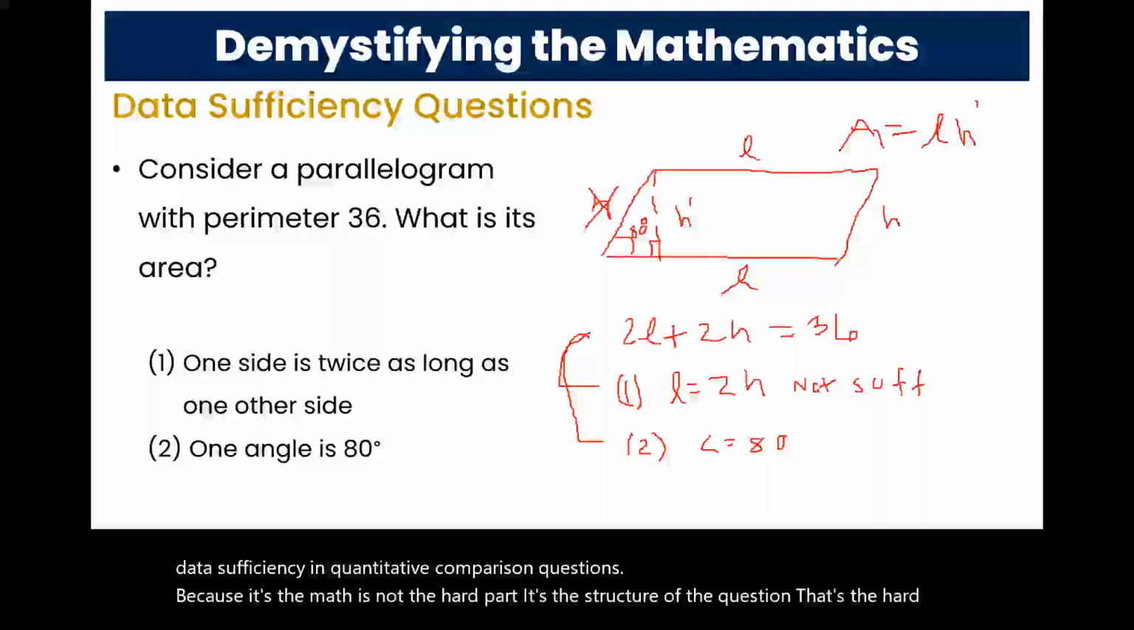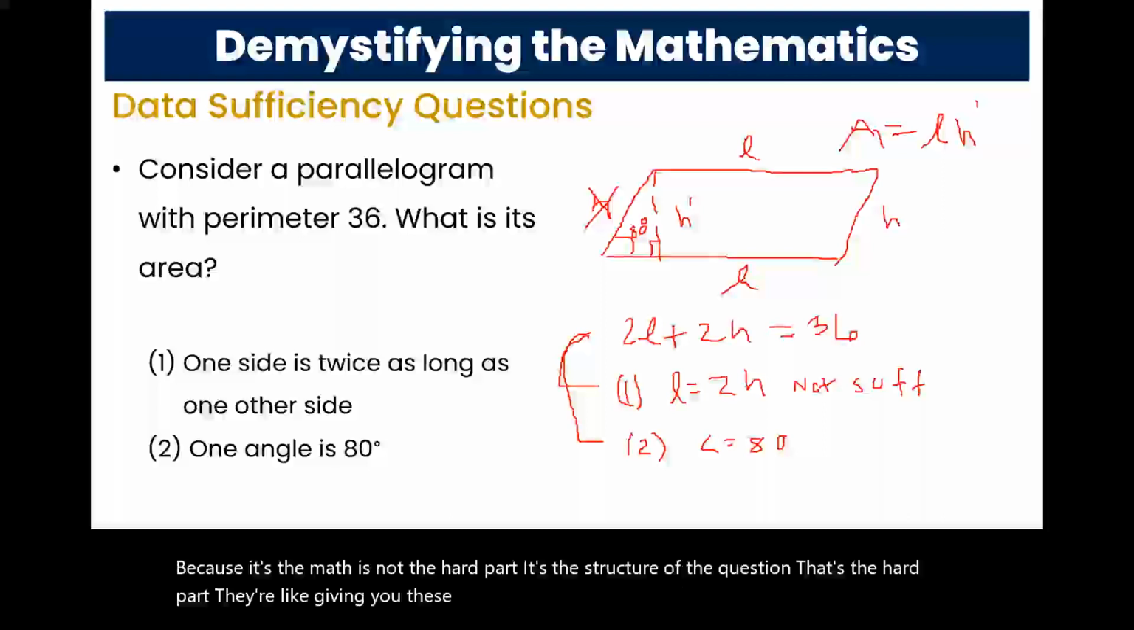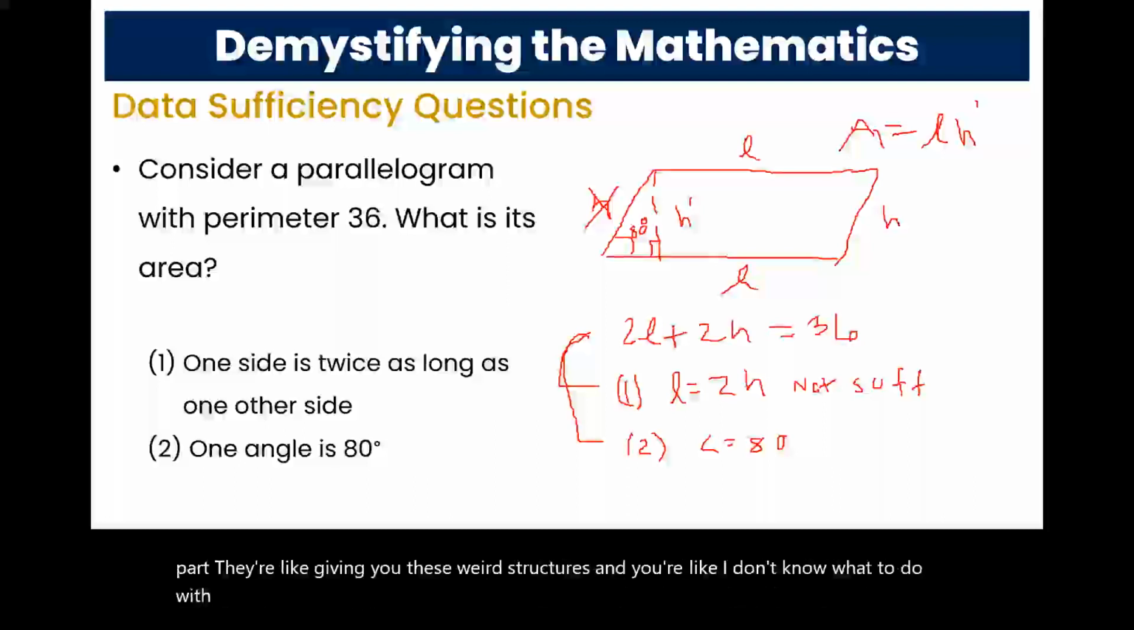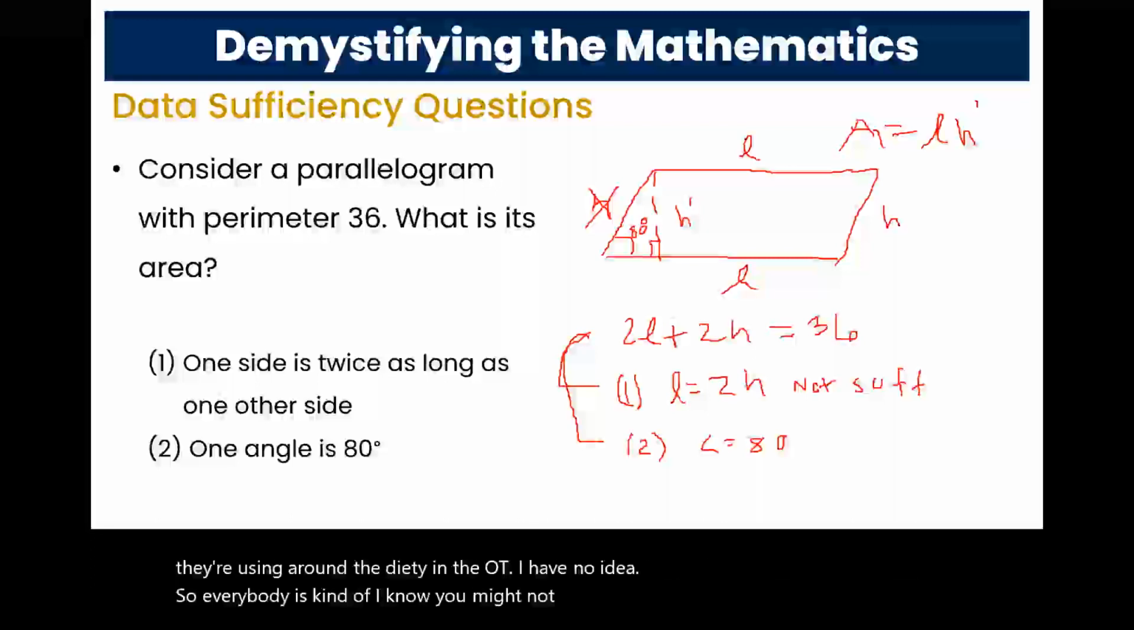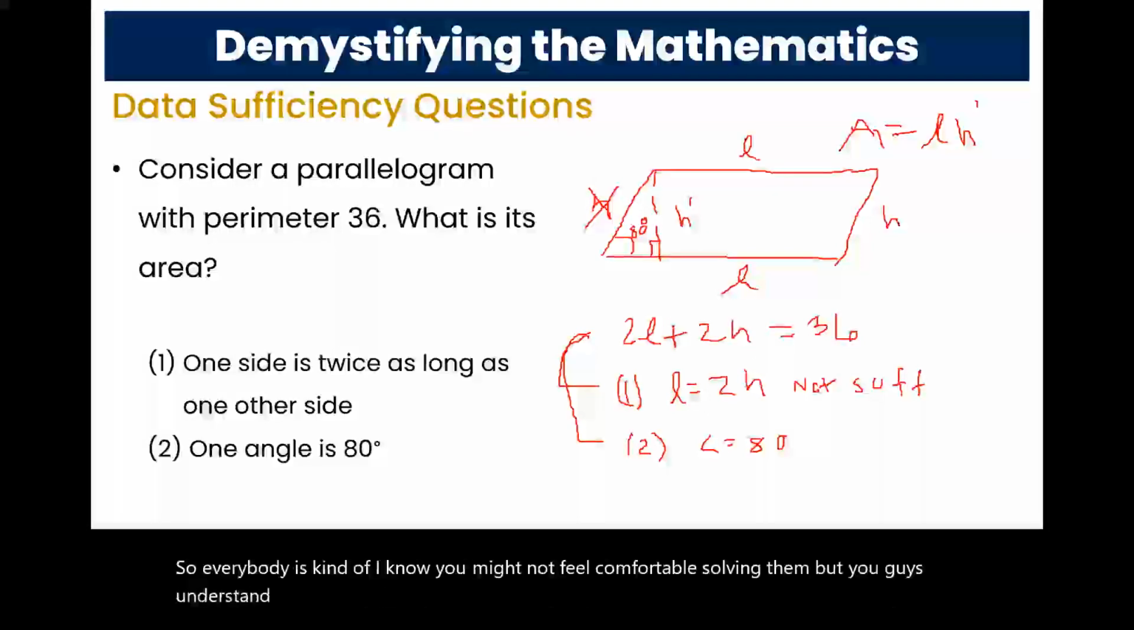They're like giving you these weird structures and you're like, I don't know what to do with this. These are on a GMAT. That's where they come from, these types of questions. Why they're using them on the DAT and the OAT, I have no idea. So everybody's kind of, I know you might not feel comfortable solving them, but you guys understand the type of solution you have to set up for yourself on these kinds of questions.